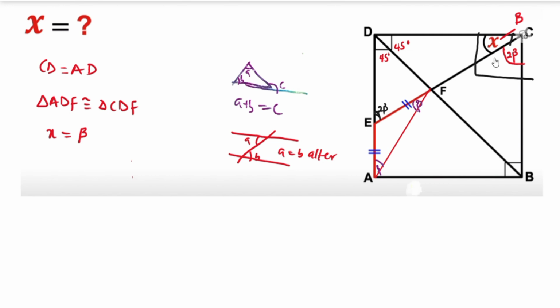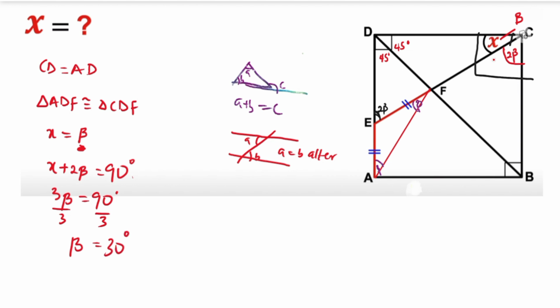So what can we establish from there? It shows that X plus 2 beta equals 90. And my X has been established to be beta, so here I have 3 beta equals 90. Dividing by 3, my beta is 30 degrees. So if beta is 30 degrees, my x is the same thing as beta, which is 30 degrees. Finally, we have 30 degrees.